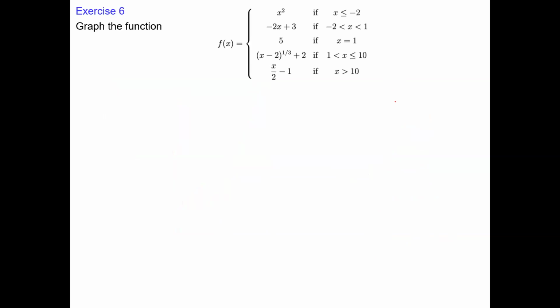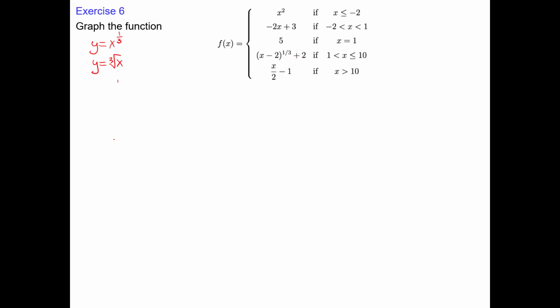Really quickly, I hope, we can draw this. All of these pieces are elementary functions, and we have to know how to draw them. Okay, x squared, we have no problem. Line with the negative slope, no problem. Constant line, no problem. 1/2 x minus 1 is the line with small slope 1/2. And this one is the cube root of x, which could be rewritten as x to the 1/3.